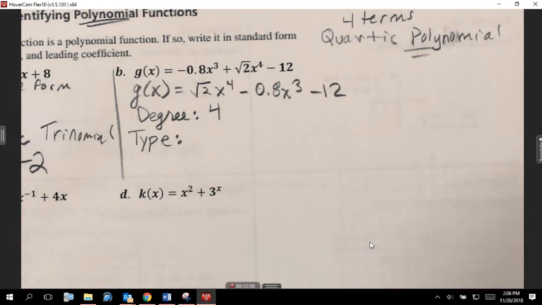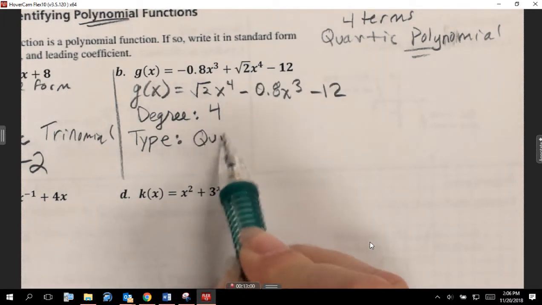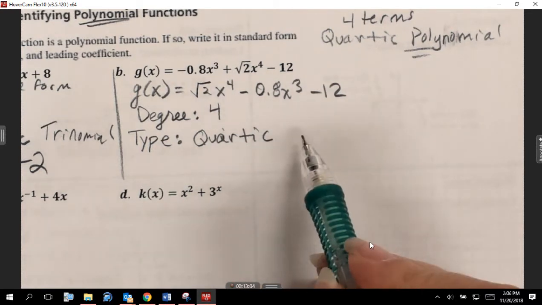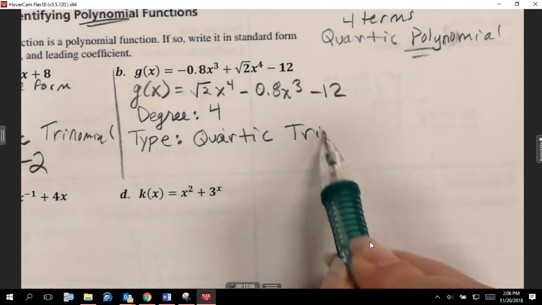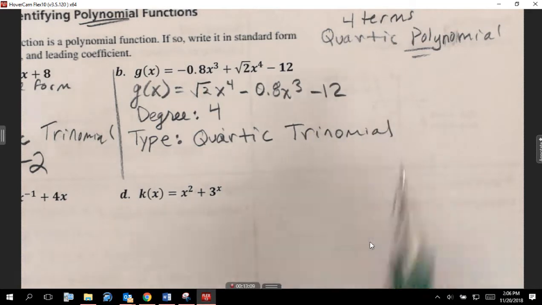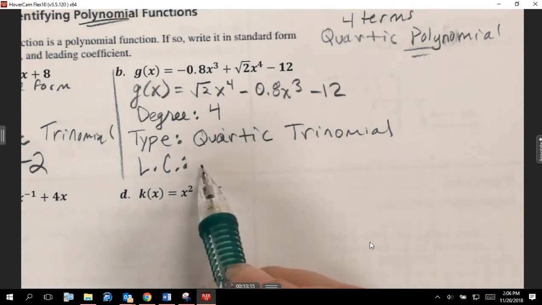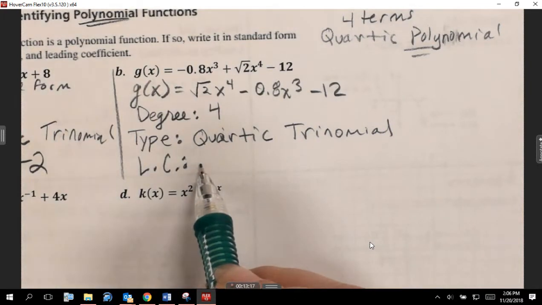It is a quartic, oh, that's spelling it wrong. It is a quartic. Quartic, and how many terms? Trinomial. Quartic trinomial.